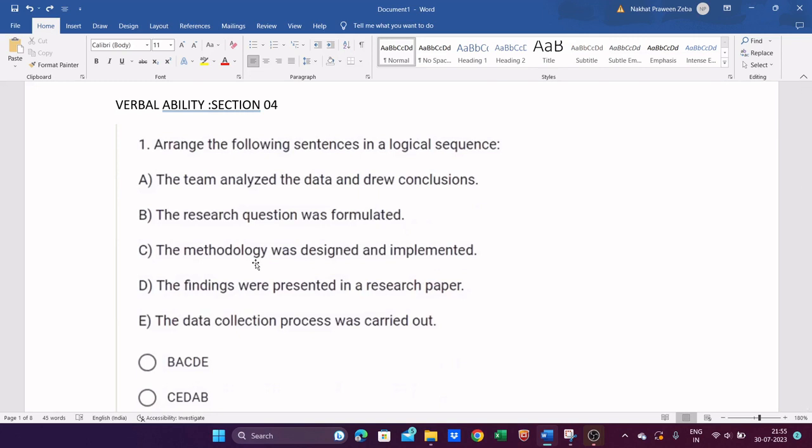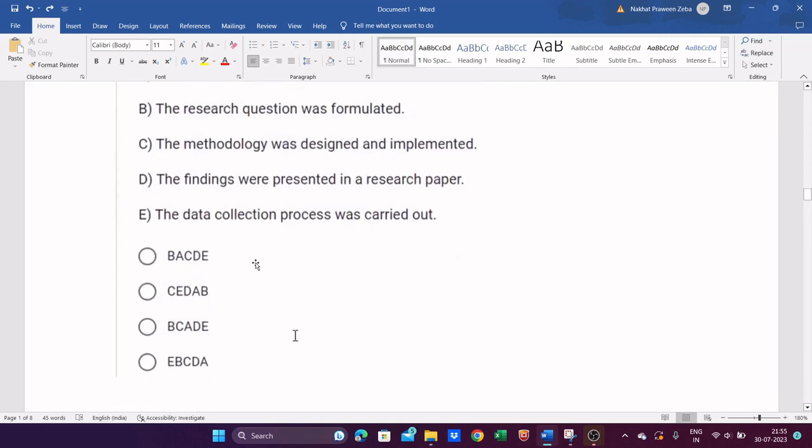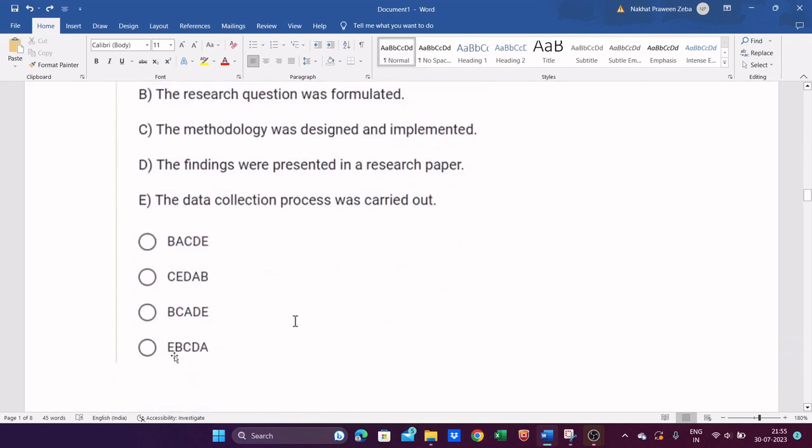Okay. So if you will see the options, then you can easily get the correct sequence. See, here in the first option, A, you are talking about the conclusion, right? So see, A is coming in this option, E B C D A. A is coming here last. So this will be the answer. But let's hold on. We can check the other options also.